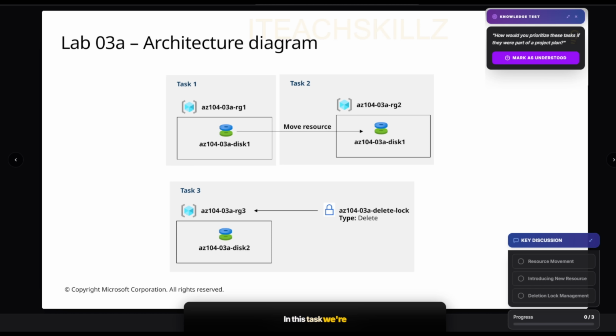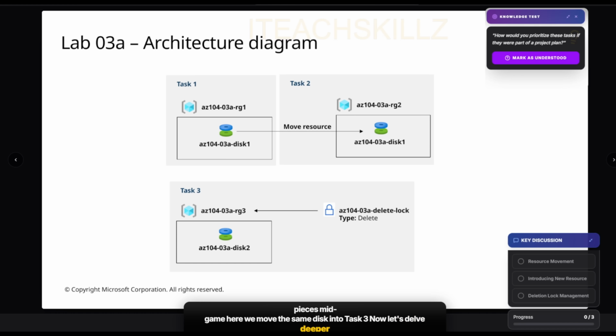In this task, we are focusing on modifying our architecture diagram. Let's explore moving resource AZ-104-03A disk 1 from task 1 to task 2, akin to rearranging furniture in a room for better flow. Building on that, think of it as shifting your chess pieces mid-game. Here, we move the same disk into task 3.